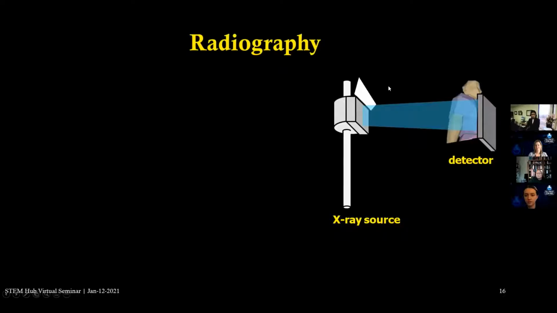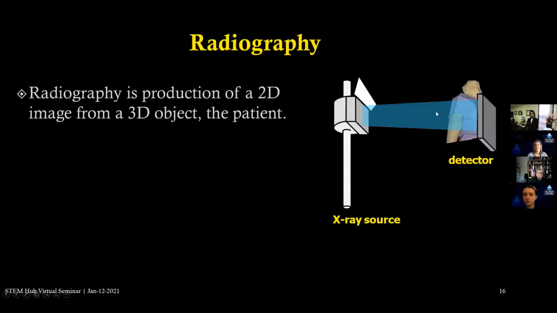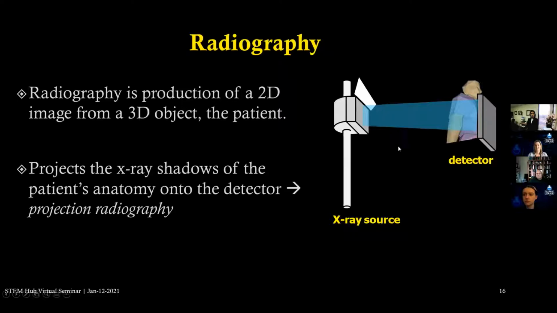So in radiography, we have an X-ray source and a detector. And radiography is the projection of a 2D image of the 3D object. So we have this subject which is 3D, right? But the image that we acquire is only 2D. So what happens is these X-rays penetrate the body and different tissues have different densities. And depending upon the densities, the X-rays are attenuated by the body. And whatever is left is transmitted, collected at the detector, and the image is formed here.